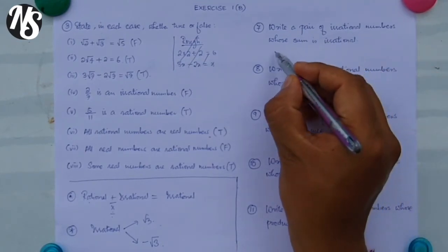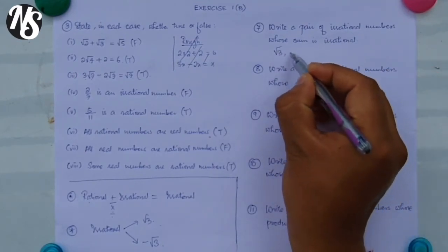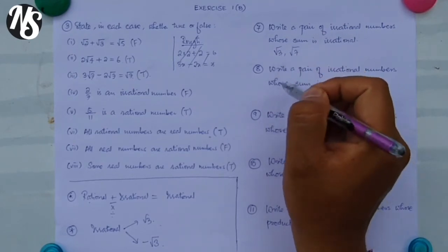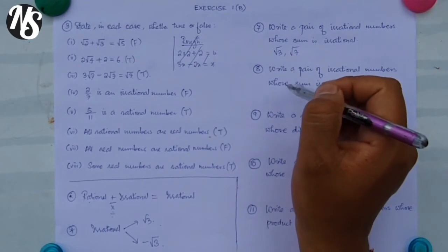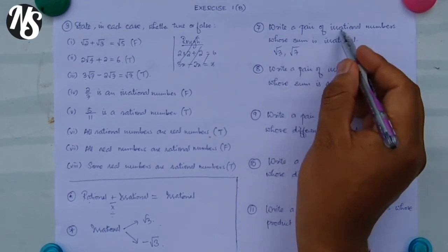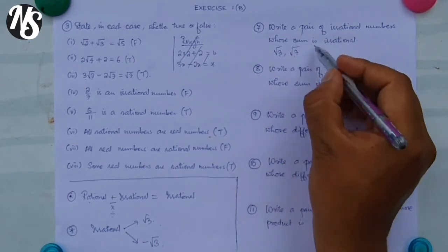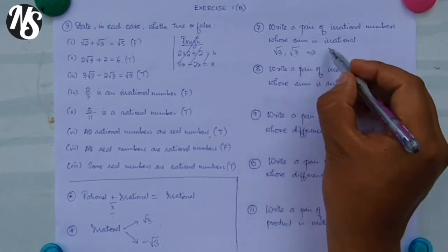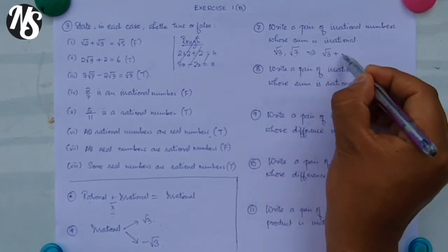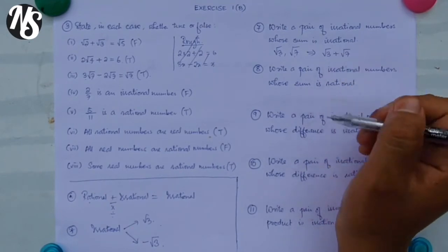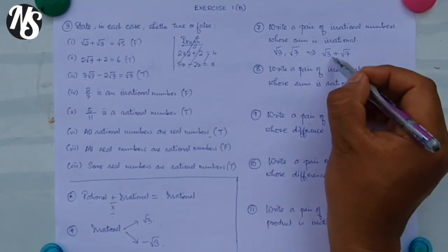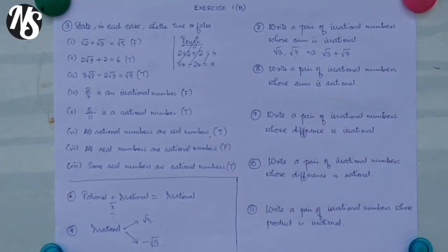This is very simple. So you just give two irrational numbers, let's say root 3 and root 7. So when you add root 3 and root 7, root 3 is irrational, root 7 is also irrational. Now what will be their sum? It will be root 3 plus root 7, right? Now do you know what is their exact value? No, right? So that's why this also becomes irrational.